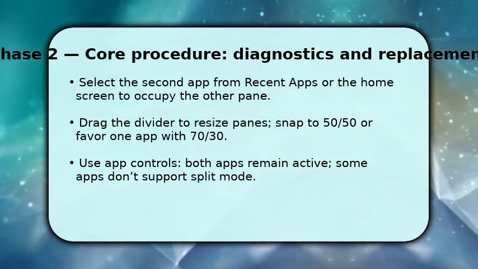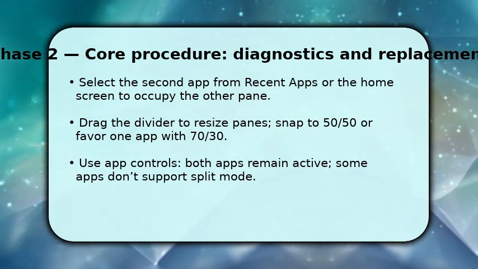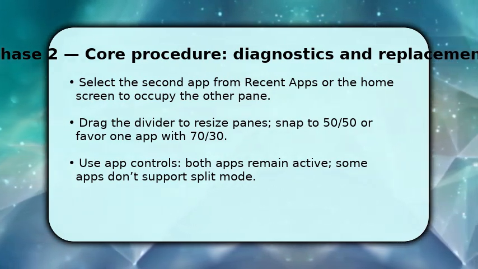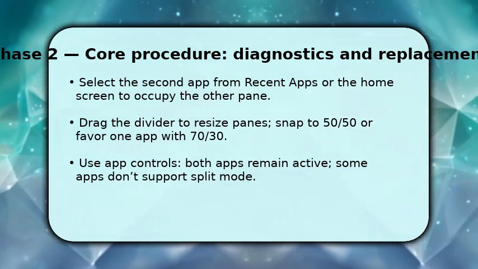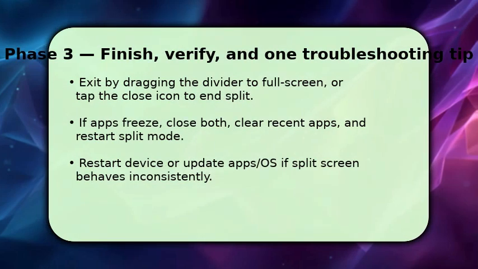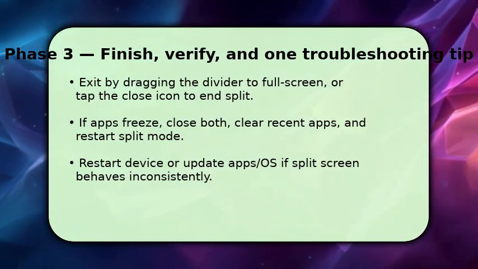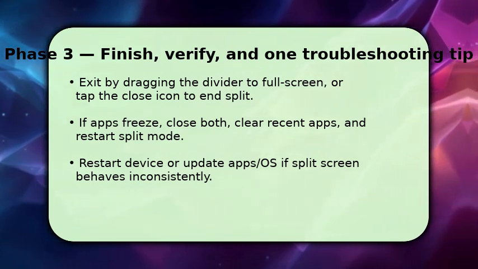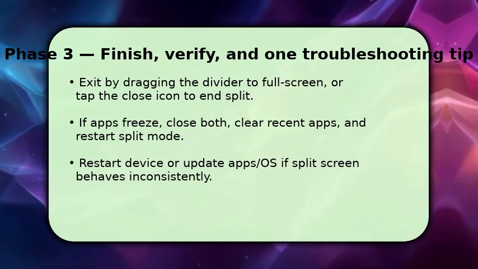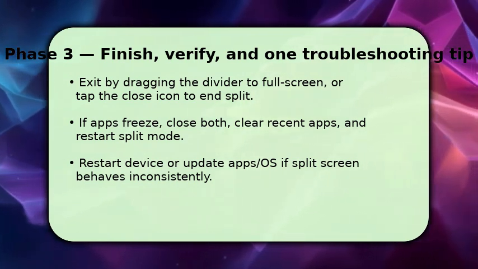Note, some apps don't support split behavior. If a screen turns black, try a different app or restart split mode. To finish, drag the center divider to the edge to return one app to full screen, or tap the close handle if available. If you encounter issues, lagging, one pane frozen, or blank screens, first close both apps and clear recent apps, then restart split mode.